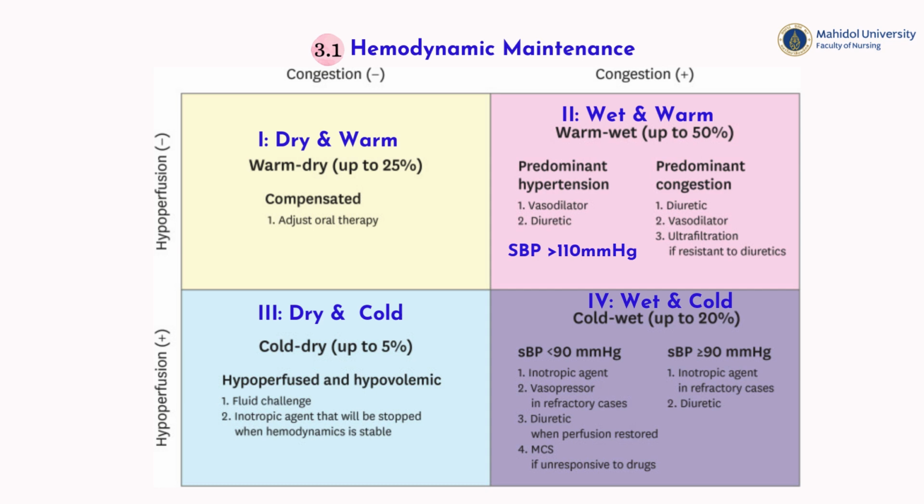Management will be considered according to blood pressure level. If the systolic BP is greater than or equal to 90 mmHg, consider giving inotropic drugs to help contractility in cases that do not respond to treatment, refractory cases, and giving diuretics. But if the systolic BP is less than 90 mmHg, give inotropic agents in all cases and vasoconstrictors in cases that do not respond. Give diuretics when perfusion improves. In cases that do not respond to medication, consider inserting a mechanical circulatory support device (MCS).